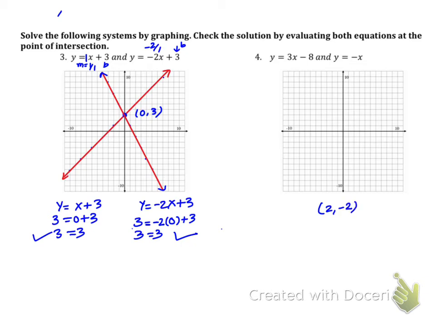When you graph it, the point 2, negative 2 is where the lines are going to be intersecting each other. Another hint I can give you: when you graph the first equation, b is negative 8 and m is 3, so you start that way. And in the other equation, m is negative 1, meaning negative 1 over 1, and b is 0. So you can graph it. Let's move to the next question.